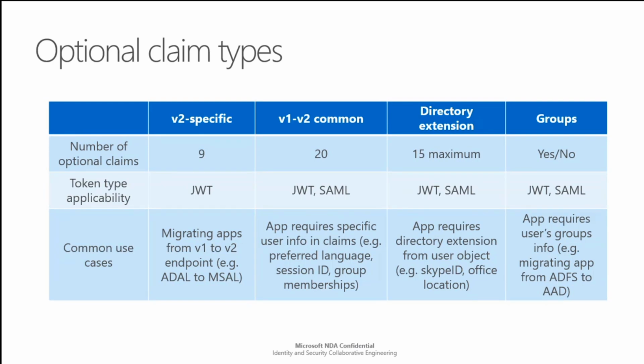Then you have directory extension optional claims. If you create a directory extension user object, you see in the third column I have an example of Skype ID or office location. If you've created that using, say, MS Graph, you can have that information included, up to 15 of those, if your application requires them in an optional claim. And then groups. There are certain applications that require group information to make authentication and authorization decisions. So you can also request back group IDs in groups claims, and I'll demo that as well.